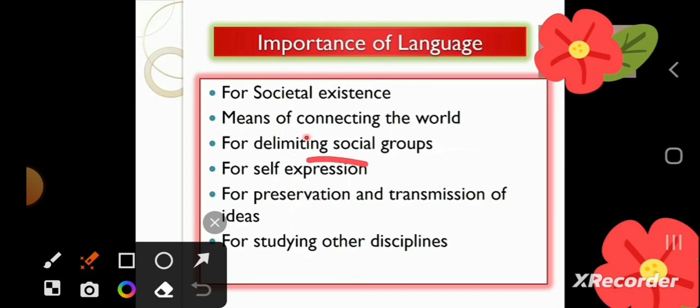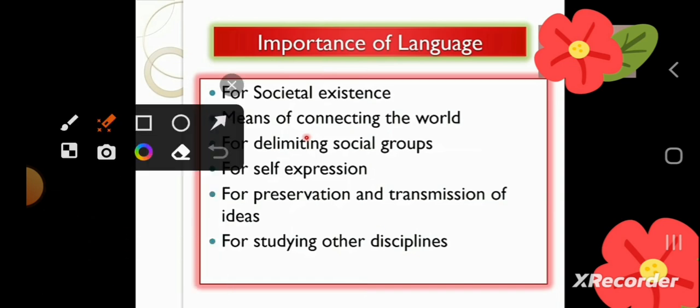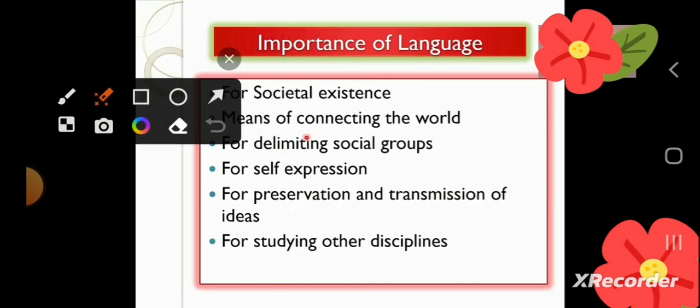For self expression. Through language, individuals express their thoughts, emotions, and identities. It provides a medium for articulating personal experiences and viewpoints. For preservation and transmission of ideas. Language is vital for passing down knowledge, traditions, and cultural values from one generation to another. It ensures continuity and the survival of ideas and practices.